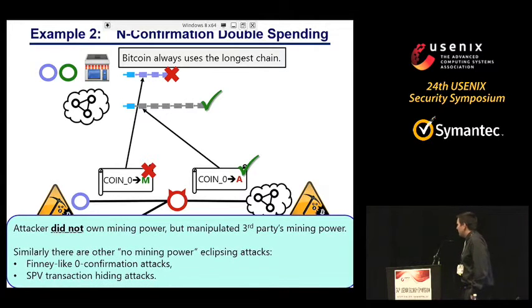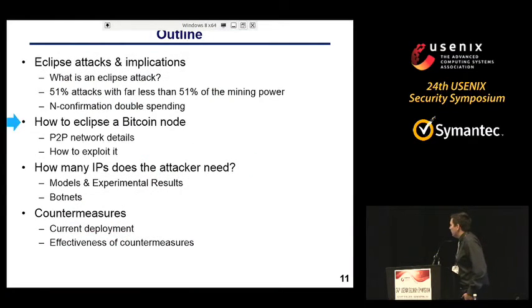So this attacker didn't have any mining power. It co-opted a third party's mining power. And in our paper, we have some other no mining power eclipsing attacks. So now I'm going to explain how you get in this position to perform this attack.